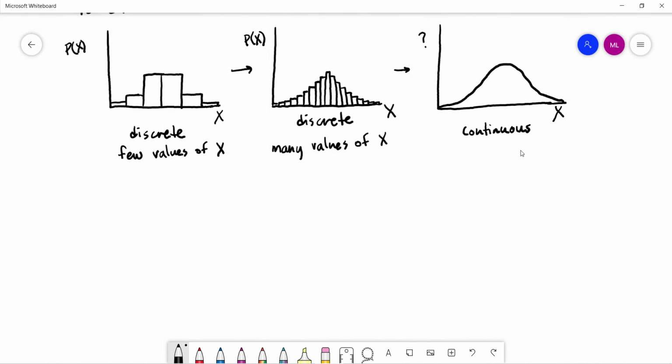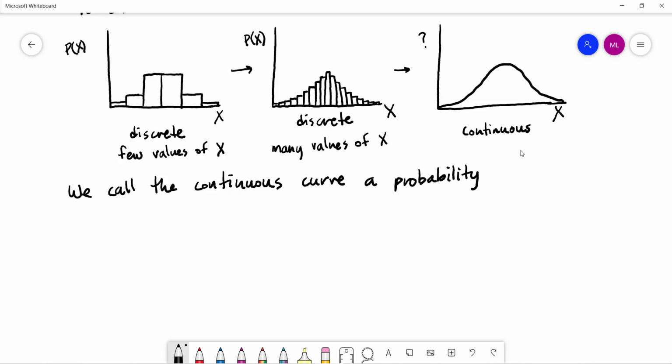So we call the continuous version of this curve a probability density function. This new wording has to do with the fact that the axis no longer just represents probability. It's going to represent something a little bit different, and we'll take a look at that in a minute. So this is our probability density function, or probability density curve.